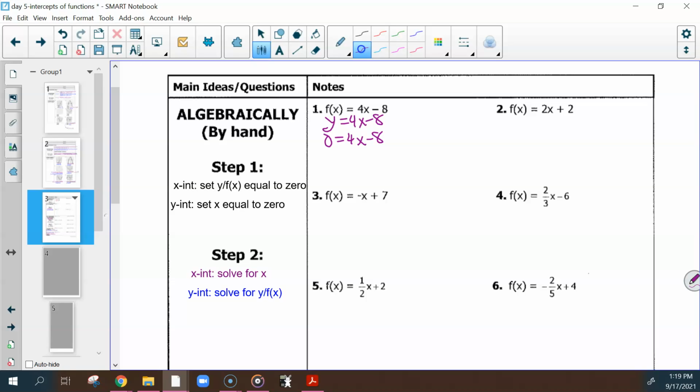Kind of, right now it came out of nowhere, but since I'm trying to get my x-intercept, I have to put 0 in there. You're not serious. So solve for x. Add 8 to both sides. And divide both sides by 4. Yes. So our x-intercept would be at 2, 0.